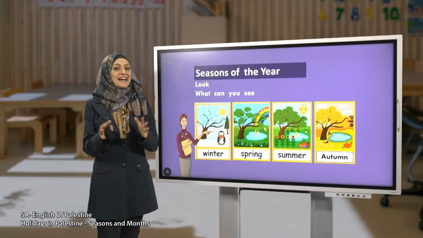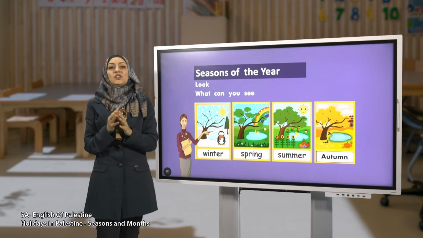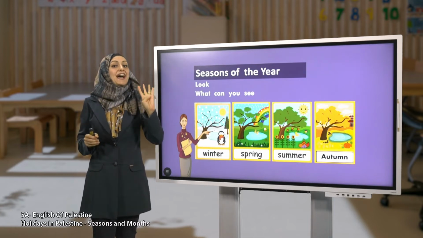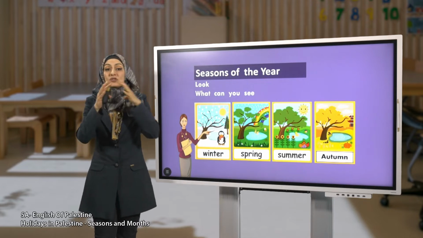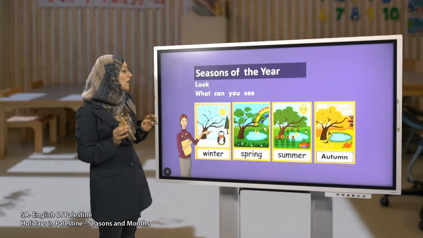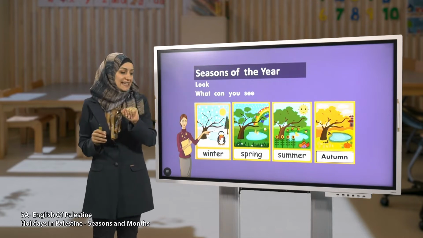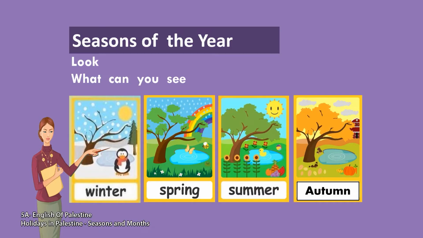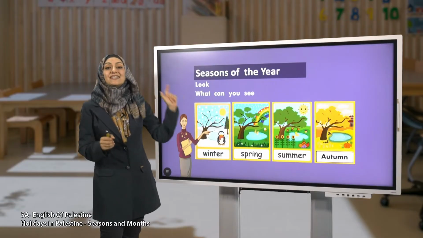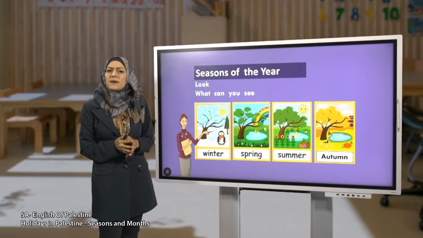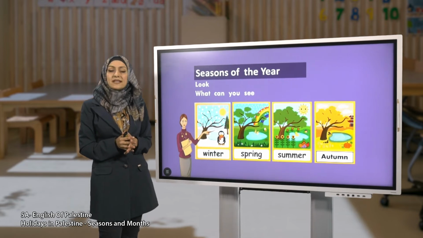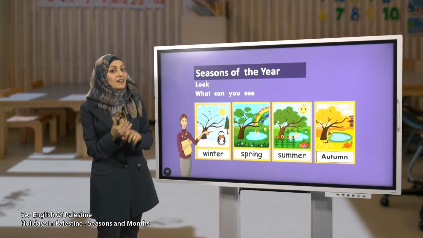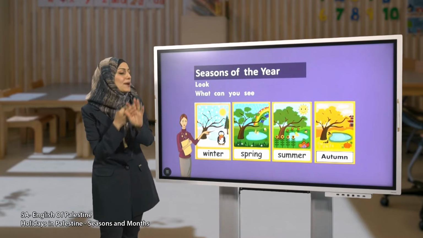Now let's look at the different seasons of the year. Yes, we have 4 different seasons during the year. First of all, let's look at the pictures and guess, which season is this? When we make a snowman, when we wear our coats and we keep shaking. Yes, it's the season of winter. Very good. Do you know the months of winter? Yes, it's in December, January, and February.